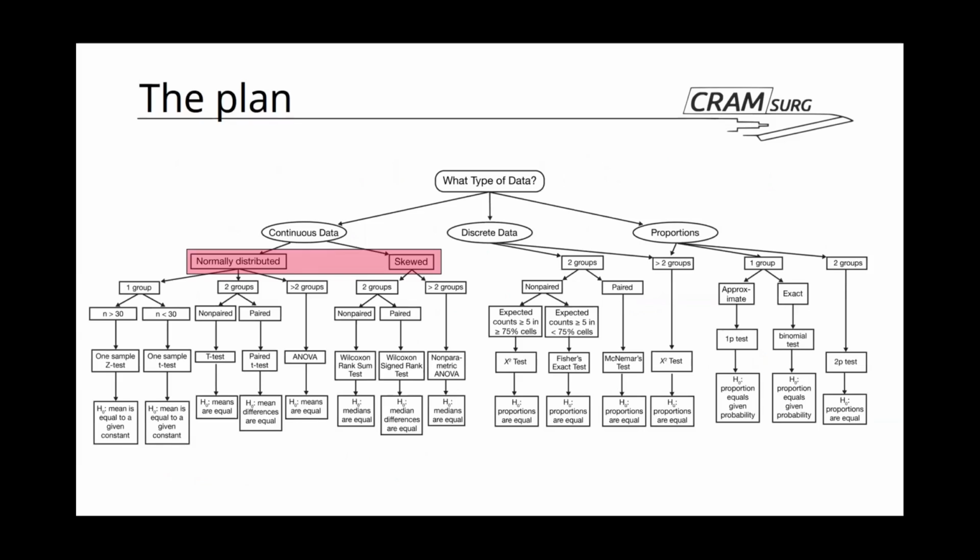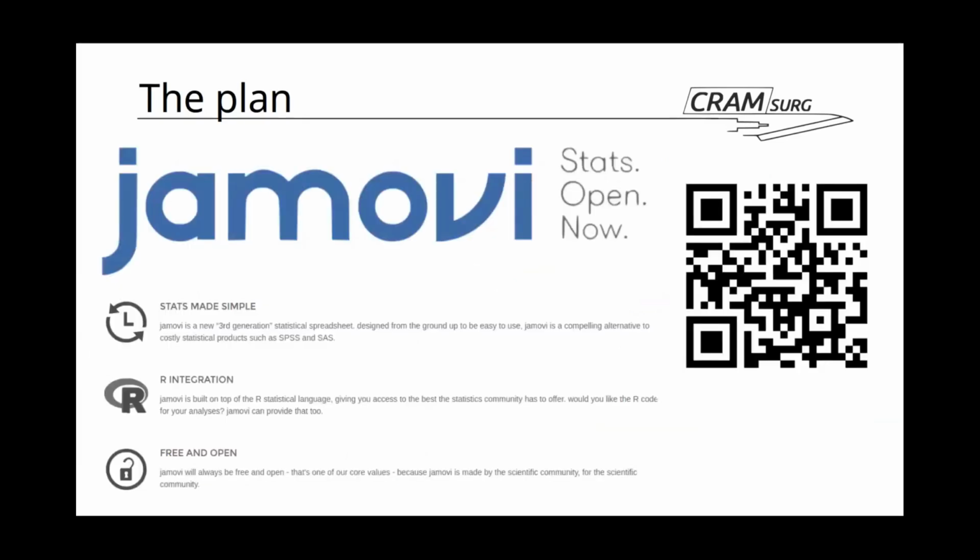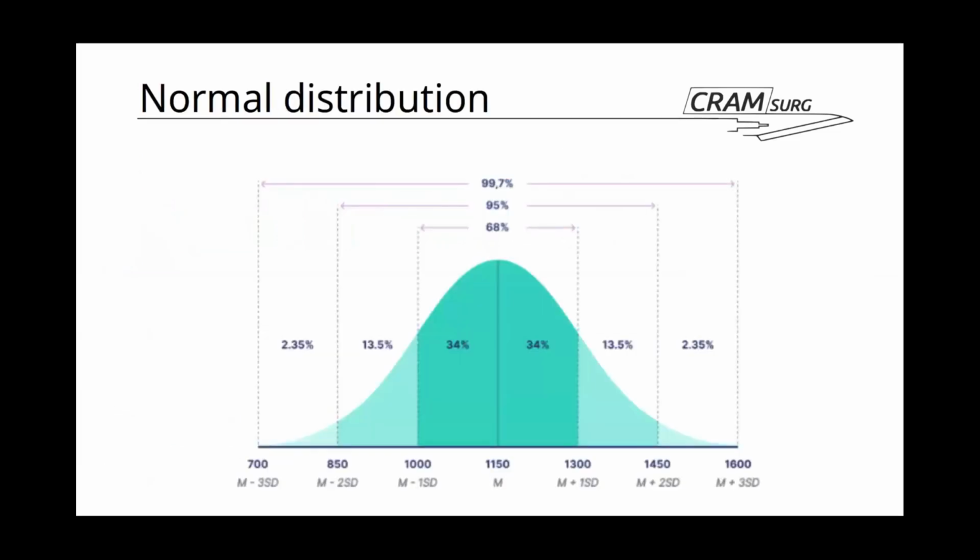The plan for today is to take a step back, as I said, and move back on to normally distributed versus skewed data, and dig a bit deeper about the differences between the two. We're going to use Jamovi. If you scan the QR code, you'll go straight to the Jamovi website. It is a fantastic piece of statistical software. It's completely open and free for you to use.